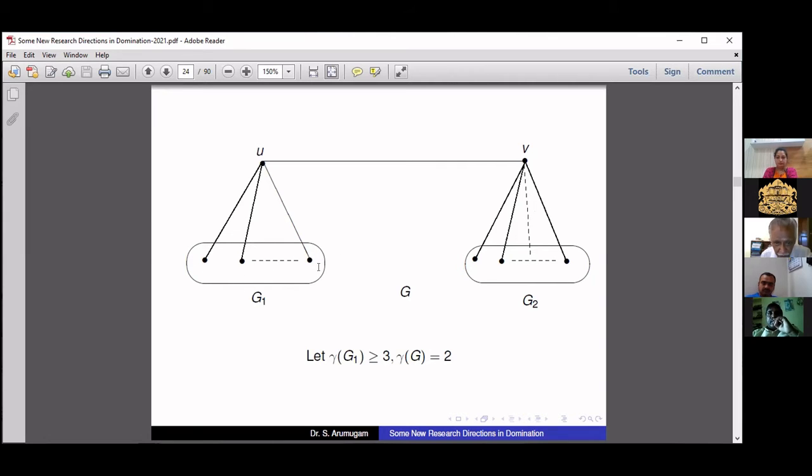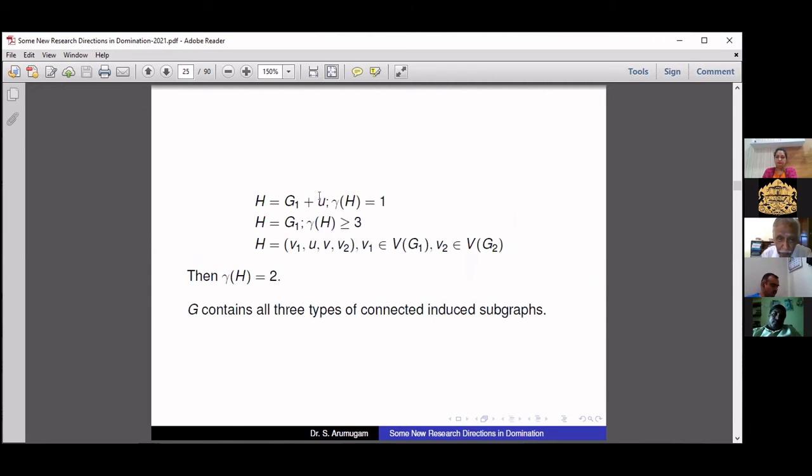G1 is an induced subgraph. For this induced subgraph, gamma is greater than or equal to 3, so gamma is going up. Then G1 union U is an induced subgraph. For this induced subgraph, gamma is 1, so gamma is coming down. And for the induced subgraph G1, U, V, G2, gamma will be the same. So here is a situation where I have one induced subgraph where gamma comes down, another where gamma goes up, and another where gamma remains the same.